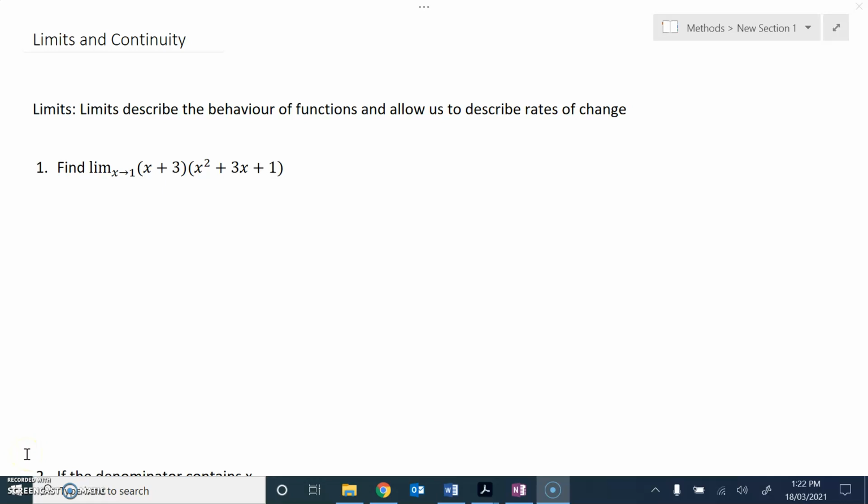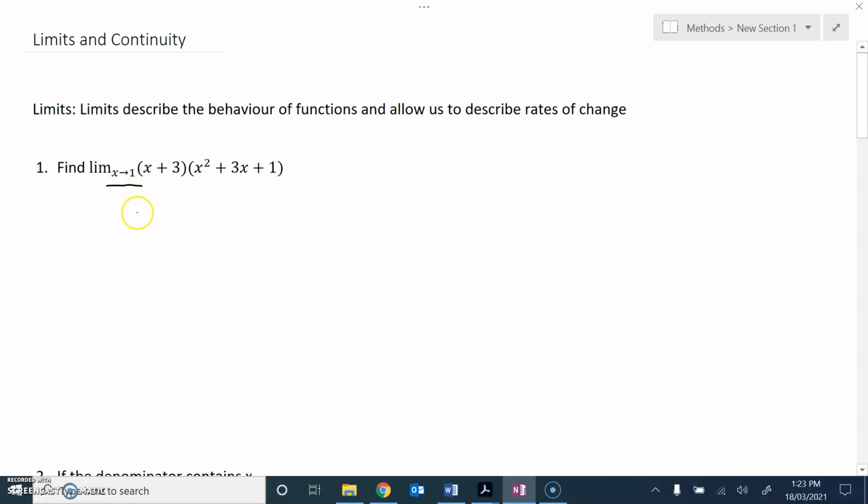Okay, this video is about limits and continuity, and then we're going to talk about differentiability at the end. So, limits describe the behavior of functions and allow us to describe rates of change. So we read this, I look at this one here. This means the limit as x approaches 1.